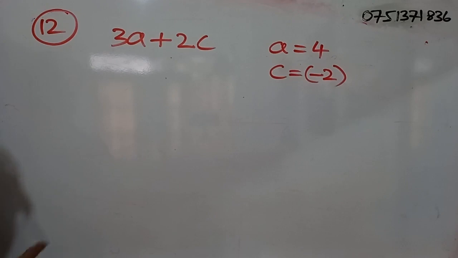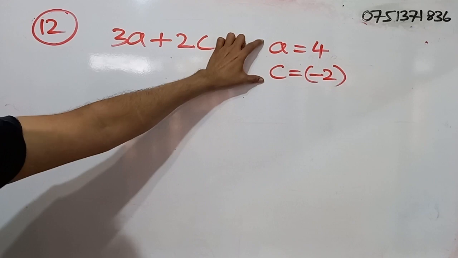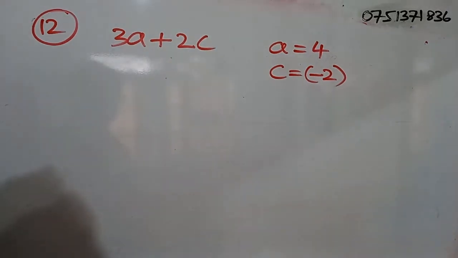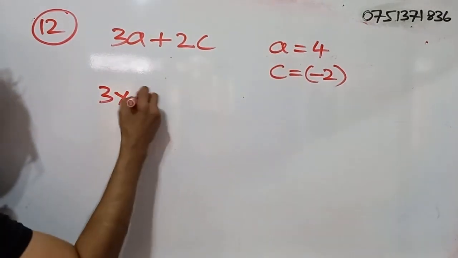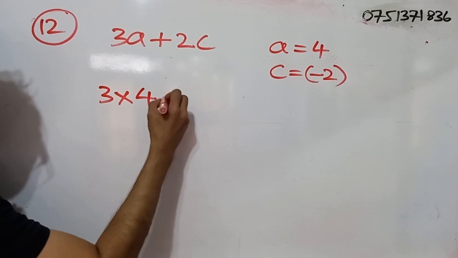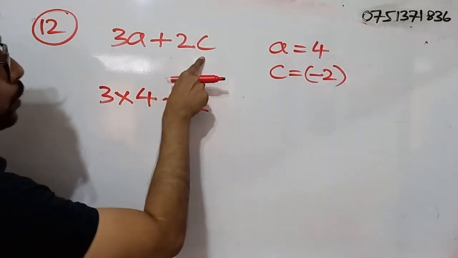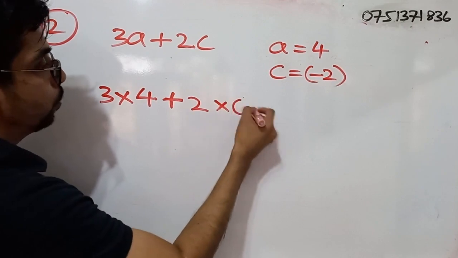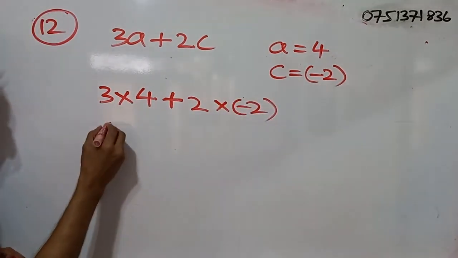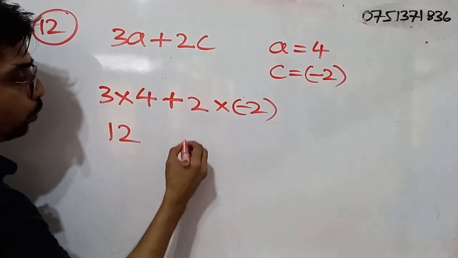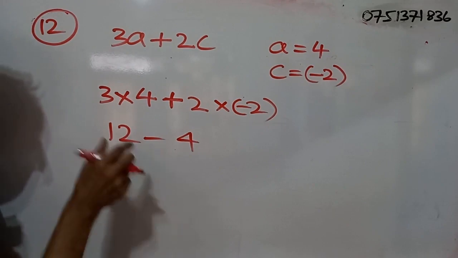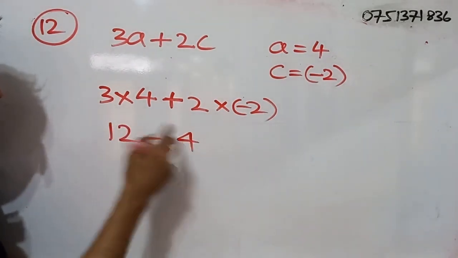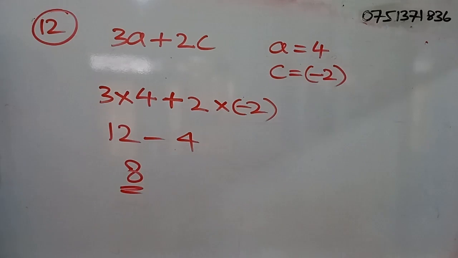Right, question number 12. So we have been given this expression and we have to substitute these two values and come up with the answer. Right. So 3a means 3 into a. What is a? 4 plus 2 into c. So what is c? Negative 2. So 3 into 4, that is 12. 2 into 2, we know that's a 4. Positive into negative, we know that's a negative. That means 12 minus 4. 12 minus 4 means what? 8. So the answer is 8.